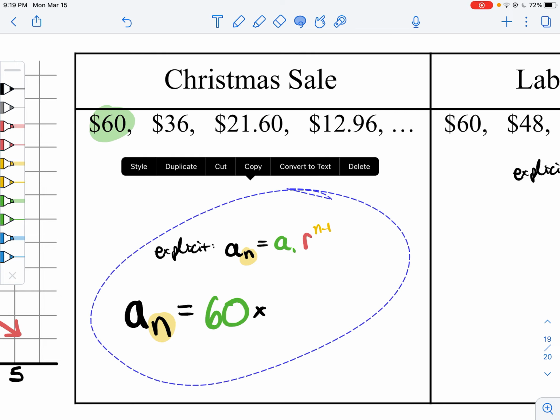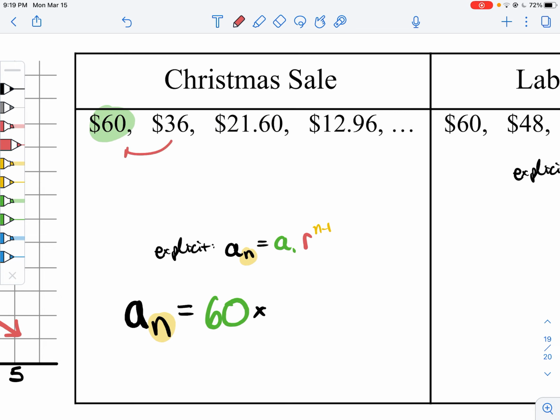In order to find it, we have to work backwards. So we need to figure out, okay, what is 36 divided by 60? Or what is 21.6 divided by 36? Each time you'll say, hey, it's 0.6. Cool. So to go from 60 to 36, you need to multiply times 0.6 each time.